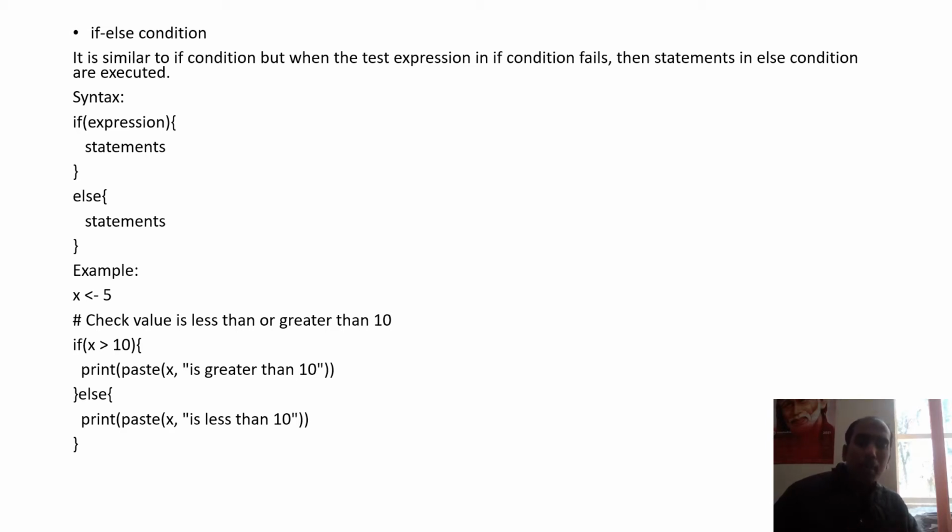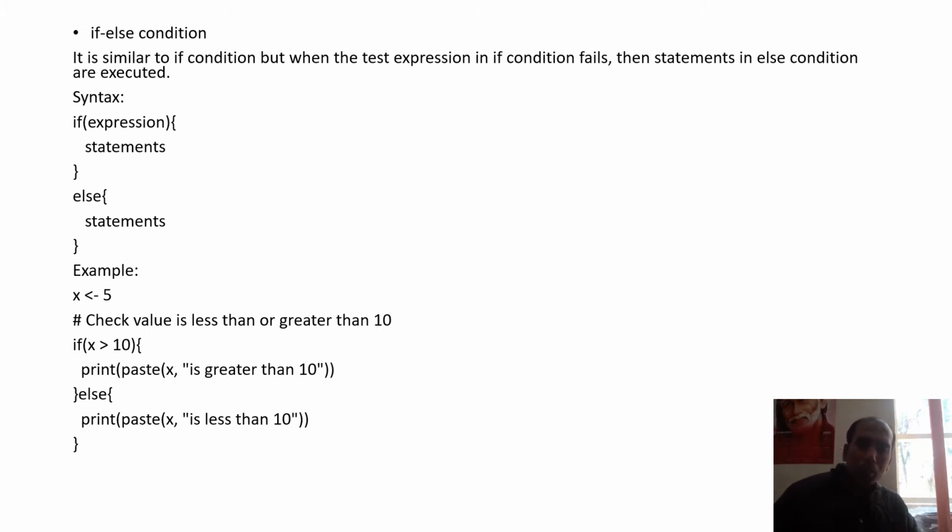Here I have taken a variable x in which I am putting 5. The second line is a comment which says that I am checking whether the value is less than or greater than 10. The condition is given here: if x is greater than 10. 5 is greater than 10 is false, so the else will automatically be executed and the output will come: value of x, that is 5, is less than 10. That will be the output on your output screen.